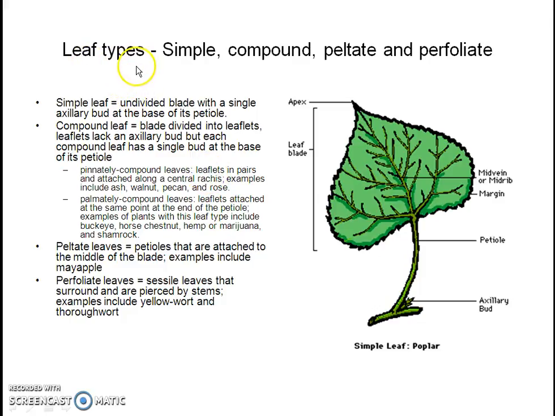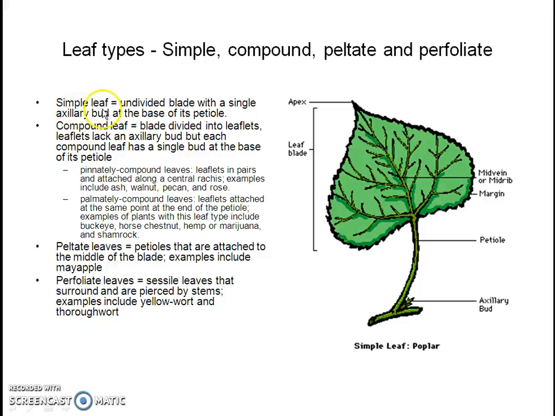Next is leaf types. There are different types of leaves: simple leaf, compound leaf, peltate leaves, and perfoliate leaves. This is the entire structure of a leaf, which shows the petiole, leaf blade, and these are the various parts of the leaf lamina. This is the apex, this is the margin, this is a petiole, and here at the base of the petiole are axillary buds. This entire network is called venation.